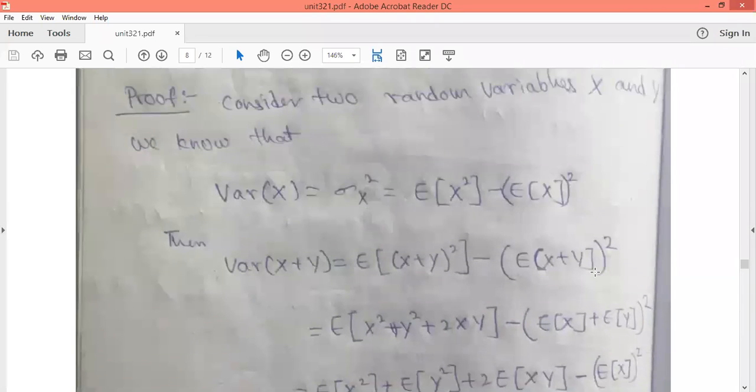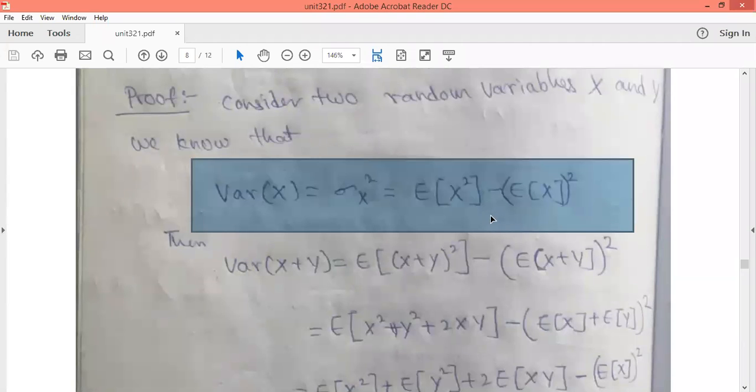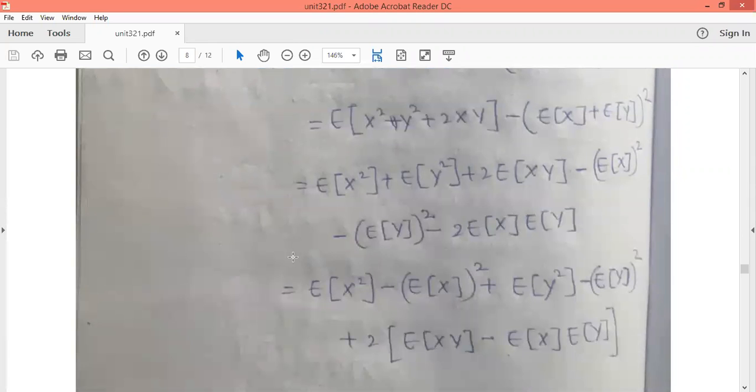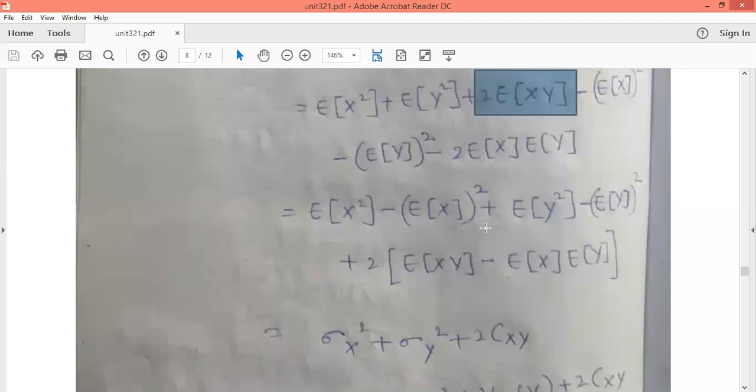Now we have discussed what the variance of x is. Variance of x is equal to expectation of x square minus expectation of x whole square. So that is why we are combining this term and this term: expectation of x square minus expectation of x whole square. Similarly, expectation of y square minus expectation of y whole square. And we also combine these two terms: expectation of xy minus expectation of x expectation of y. So we got these terms.